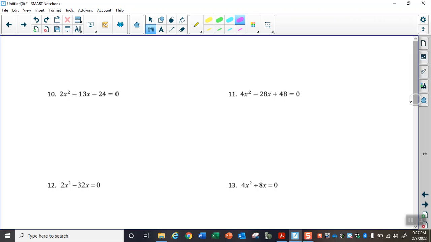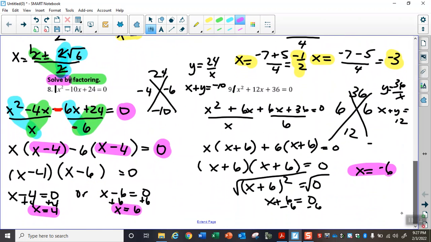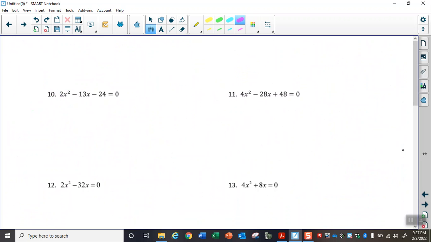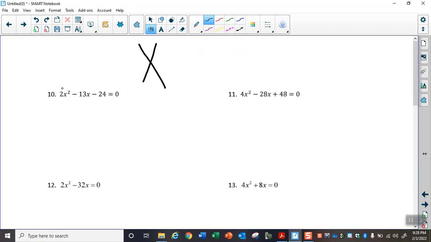All right, so now I think we are still solving these by factoring. So you're going to solve these by factoring. This is just going to be the x-man here. All right, so we're going to go like this. So I'm going to go 2 times negative 24, so that would be negative 48. All right, b is negative 13.